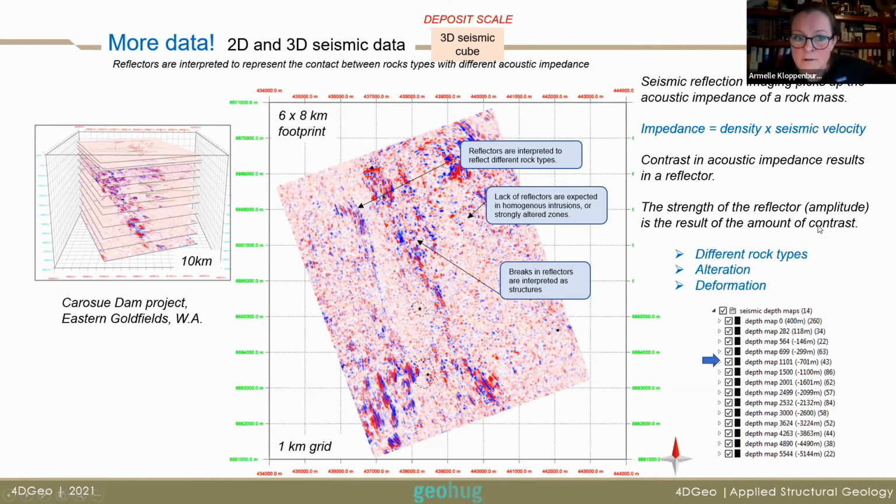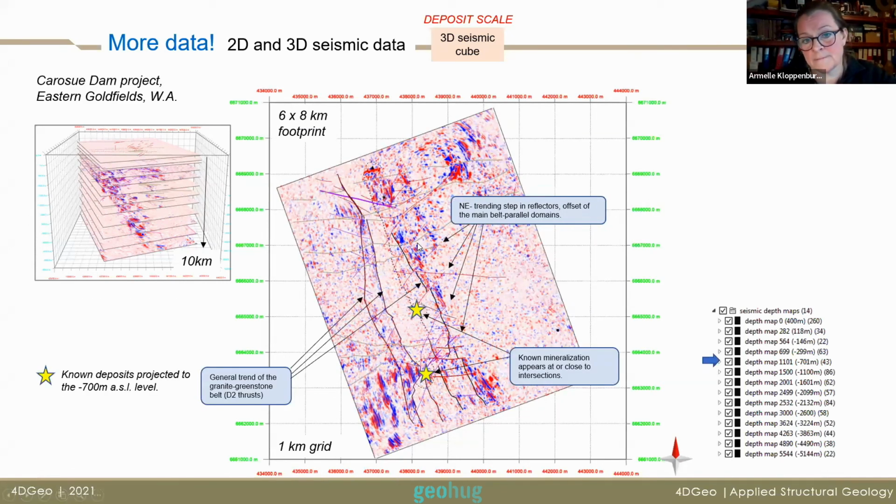Now that contrast is not only caused by the difference in rock type, but also by alteration, and by deformation zones and deformation structures. Structures and fault planes that are quite steep are not expected to form good reflectors because of their steepness, even though some faults actually do. They can be recognized by the breaks in the reflectors that we do see.